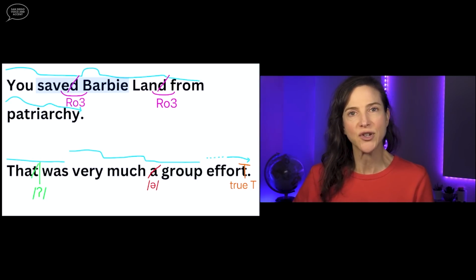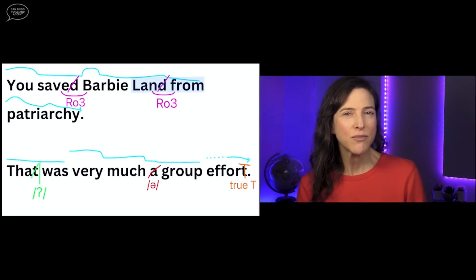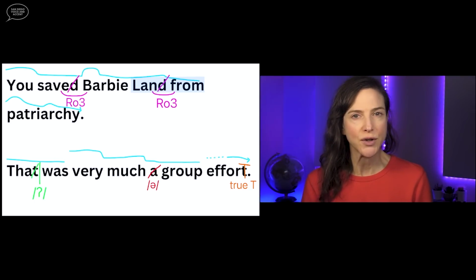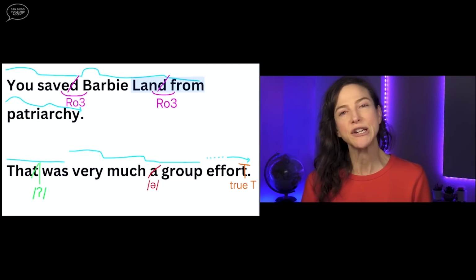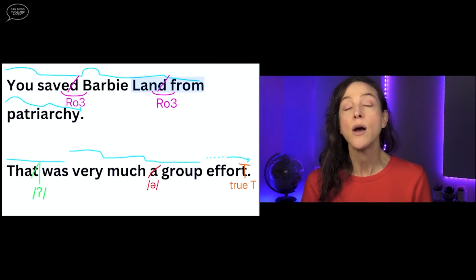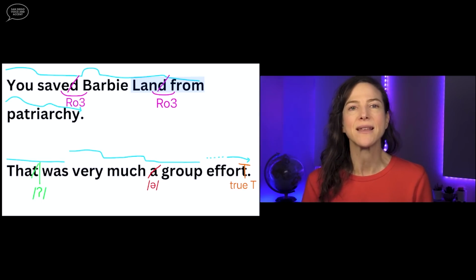Now, she has another opportunity for rule of 3 when she links land to the word from. She has the ND in land and the FR consonant cluster in from, so that middle consonant is the D, and that gets dropped. This one probably sounds a little bit easier for you. It sounds more natural. You save Barbie land from patriarchy, Barbie land from. I don't hear her use a D there. I don't hear her say Barbie land from, right? She drops that D, and that helps to make this link a lot easier to complete.